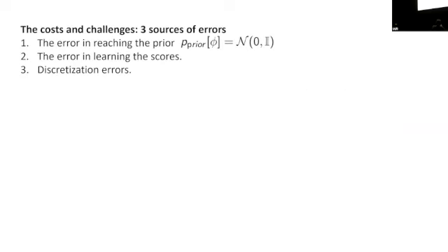That's wonderful, and in practice, as we have seen, it has been very successful. However, it's not exactly a cheap procedure. So why are the costs high? Because we have to battle 3 sources of errors. The first type is the error in reaching the prior. What do I mean by that?